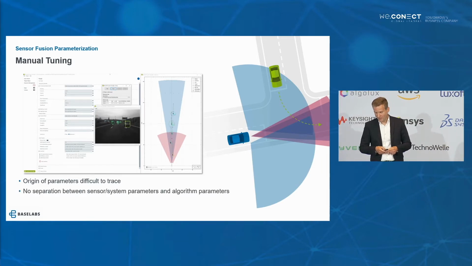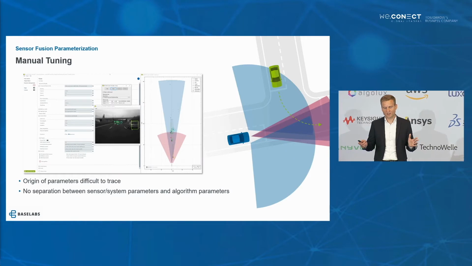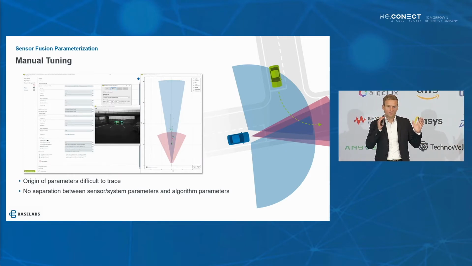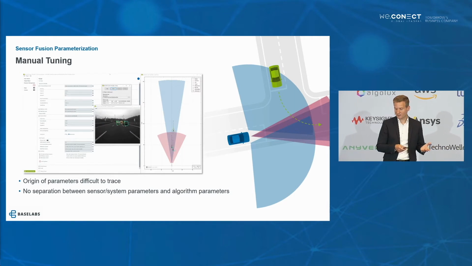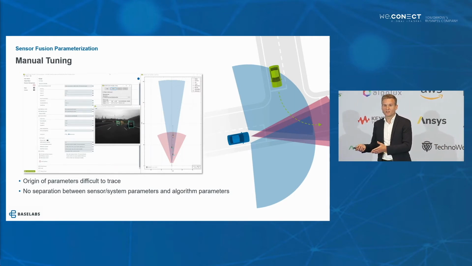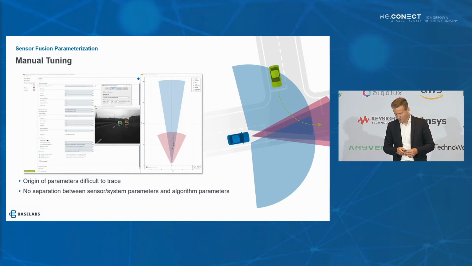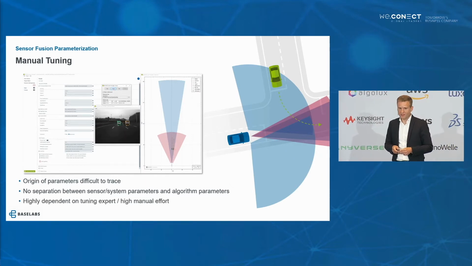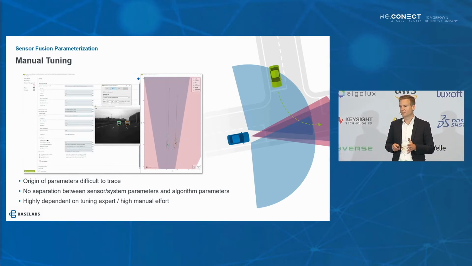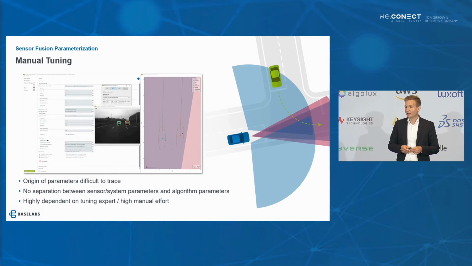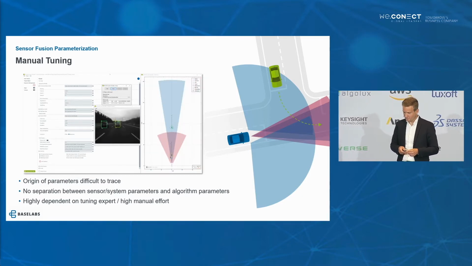Then, if you do it like that, we typically do not have any separation between, let's say, sensor parameters, or parameters that are responsible for modeling the sensor, and parameters that are rather responsible for tuning the algorithms. And finally, while doing so, of course, you highly depend on the actual tuning expert. And of course, this introduces high manual efforts.